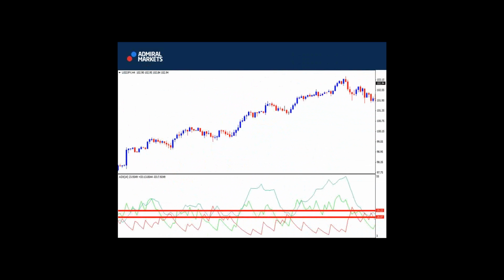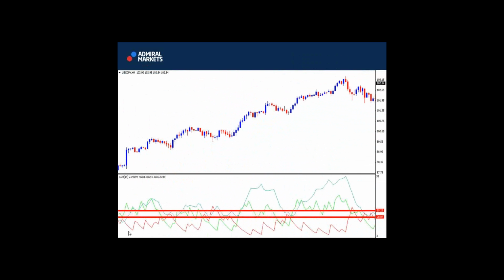So the ADX, let's focus now on the green and red line. The green is the plus DI, the red is the minus DI. That's kind of the most logical, of course, I think, with red being the bearish and green being the bullish.